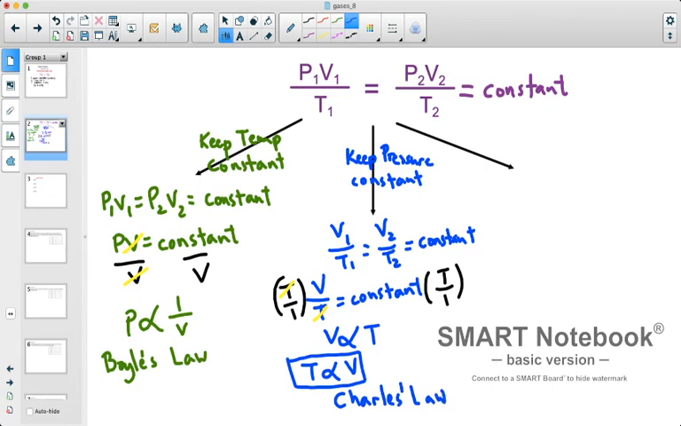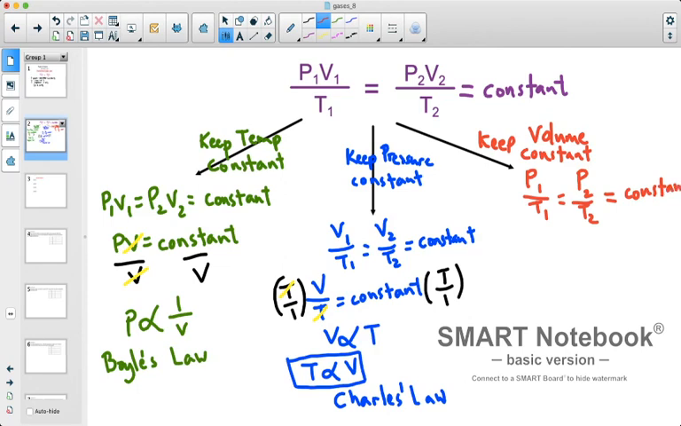Finally, I want to show that I can also get Gay-Lussac's law from this. And Gay-Lussac's law is a relationship between temperature and pressure. So that means for the last one, I need to specifically keep my volume constant. By keeping my volume constant, I end up getting from there P1 T1 equals P2 T2 equals constant.